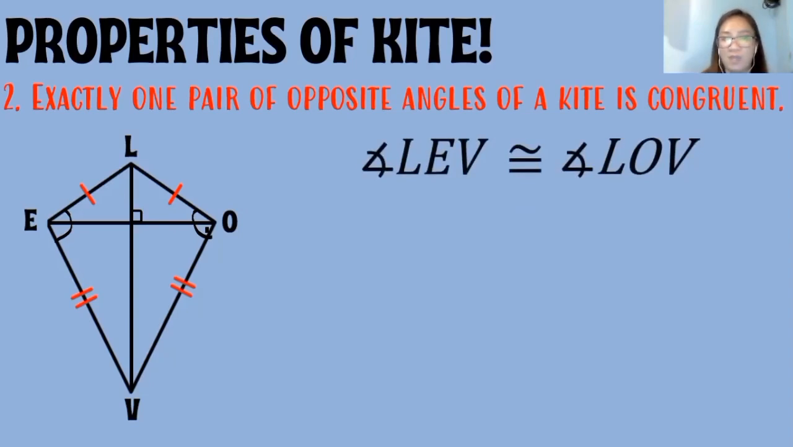With that, we can say that angle ELO and angle OVE are not congruent. They are of different measures. That is why a different number of arcs are placed in them, to indicate that they do not have the same measurement.